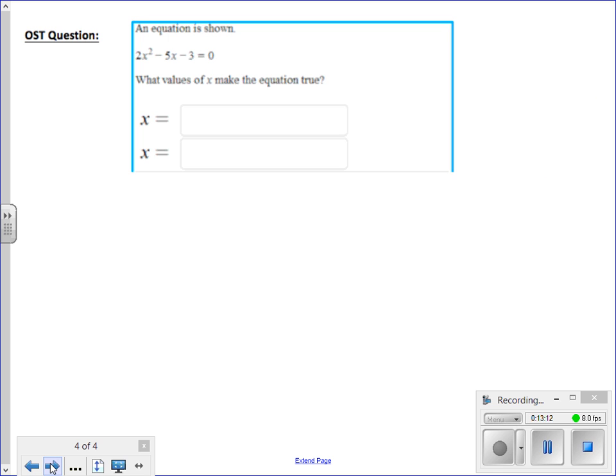All right, we have one more problem to do here. This is an OST question. It says an equation is shown, 2x squared minus 5x minus 3. What values of x make the equation true? Well, this is a problem where you would have to use this zero product law to find the values of x that make the equation true. That's another way of saying what are the solutions to this quadratic.